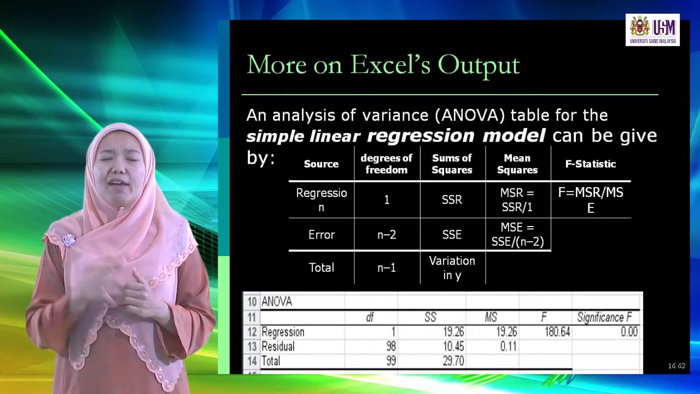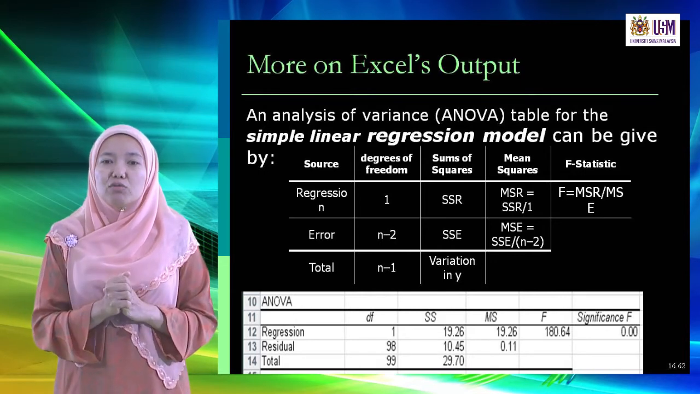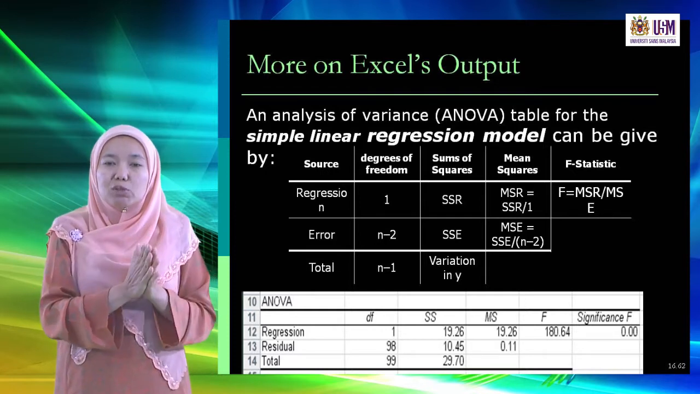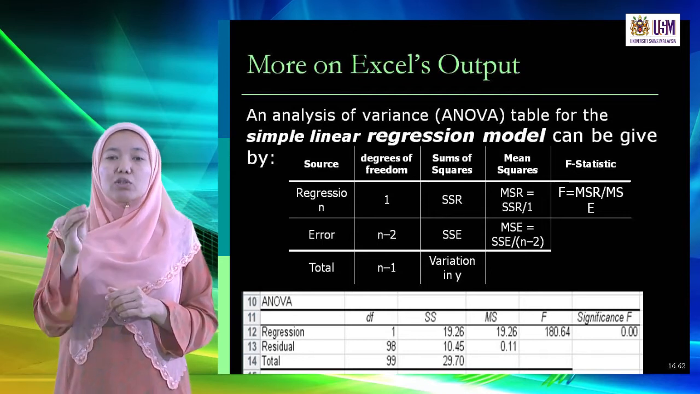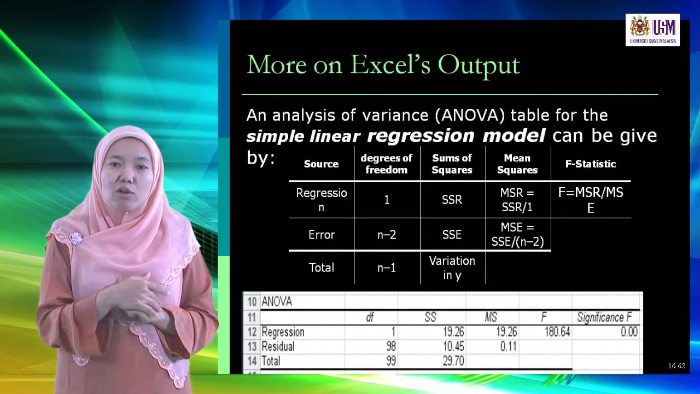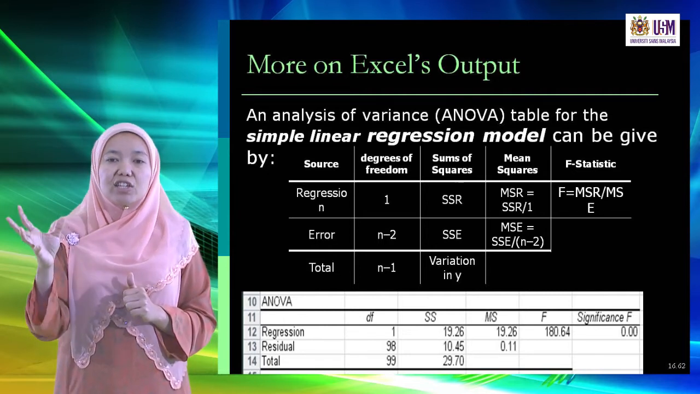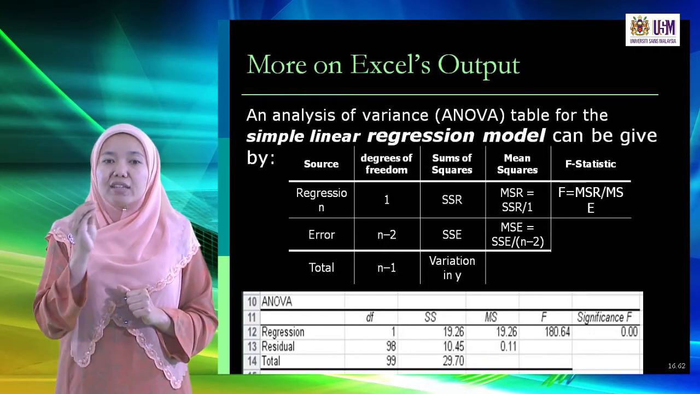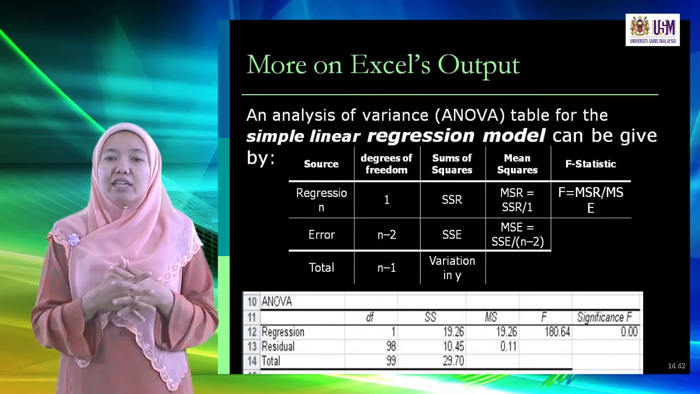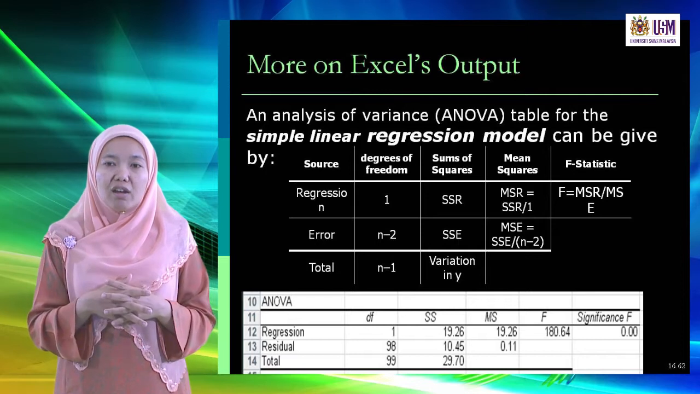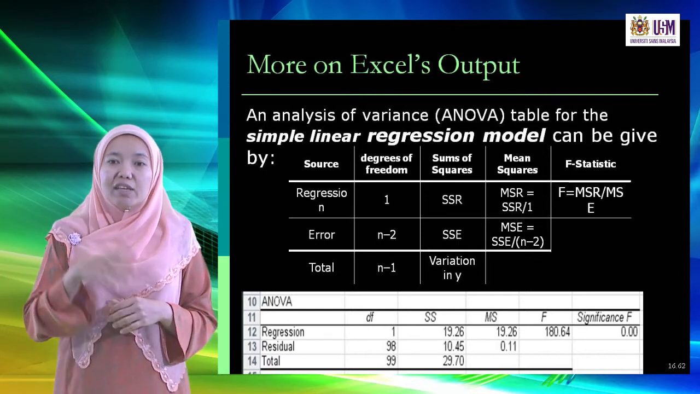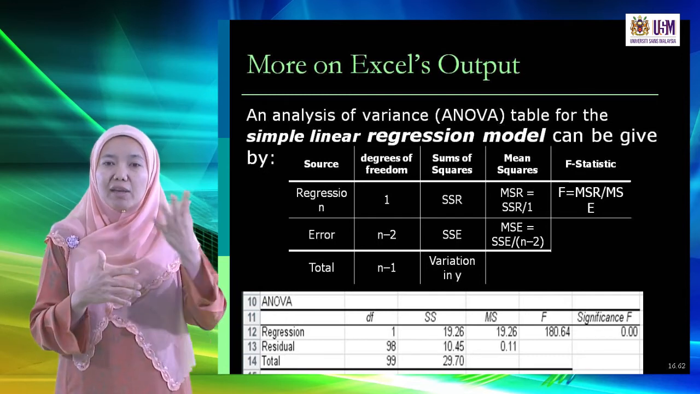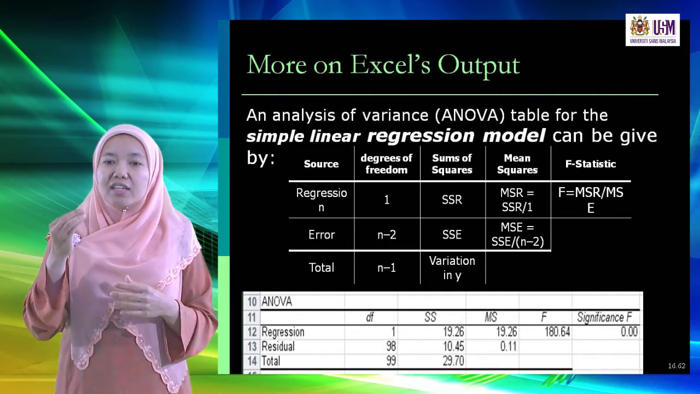And then you have the next column, mean square. By definition, whatever you have in the sum of square column, you divide by the degree of freedom column. So SSR, sum of square for the regression, divided by degree of freedom 1, gives you mean square regression, MSR. And then sum of square for the error, divided by the degree of freedom n minus 2, gives you the MSE, mean square of error. And you take these two values, MSR divided by MSE, that will give you the F statistic. So that is the manual calculation, the formula for how you get the F statistic.